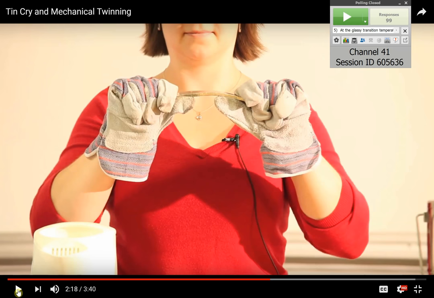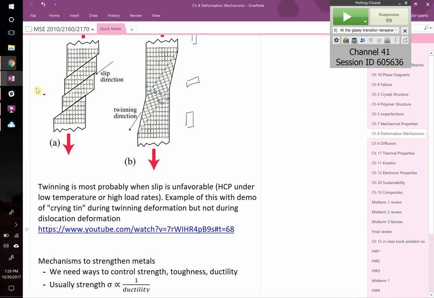Okay? All right. Yeah? You said something about if a crystal structure is less symmetric, then there's a smaller number of slip systems. Let's go back to this, because there was some confusion last class on it.